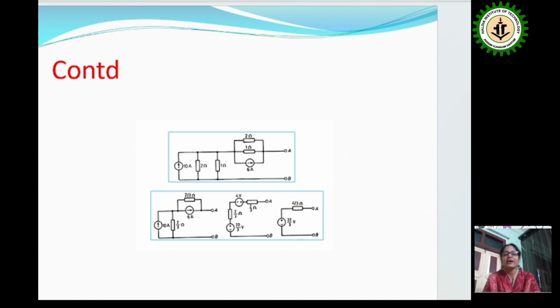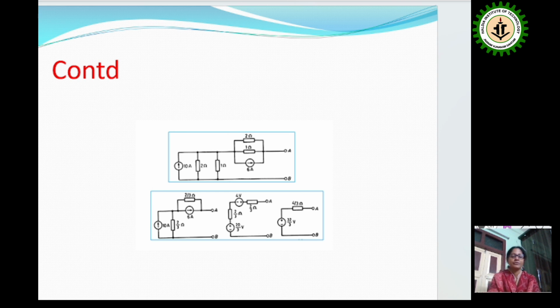Now this 4 volt and 20 by 3 voltage source are connected in series. Then what will be the equivalent voltage? The equivalent voltage will be the summation of these two voltage sources. As the direction is different, it will be the summation of this; if it is V1 and V2, then V1 plus V2. And as this 2 by 3 and this 2 by 3 are connected in series, the equivalent resistance will be the summation of these two, and that will be equal to 4 by 3 ohm.